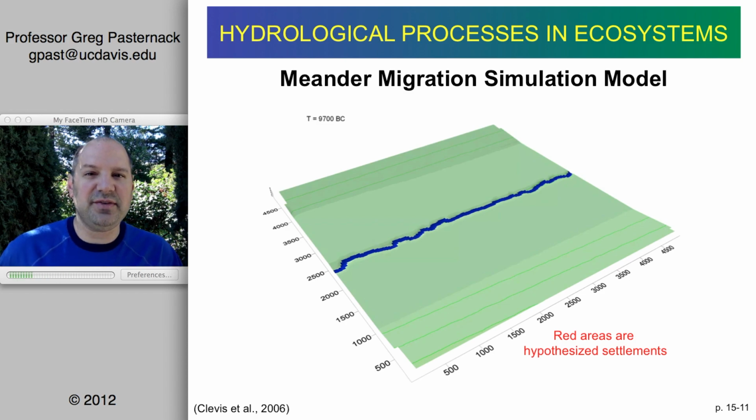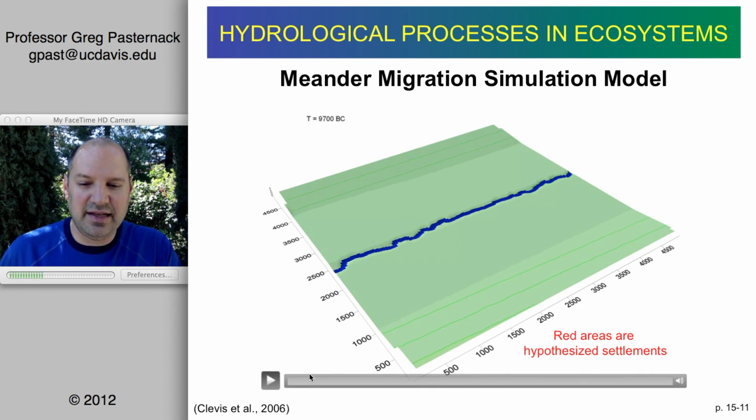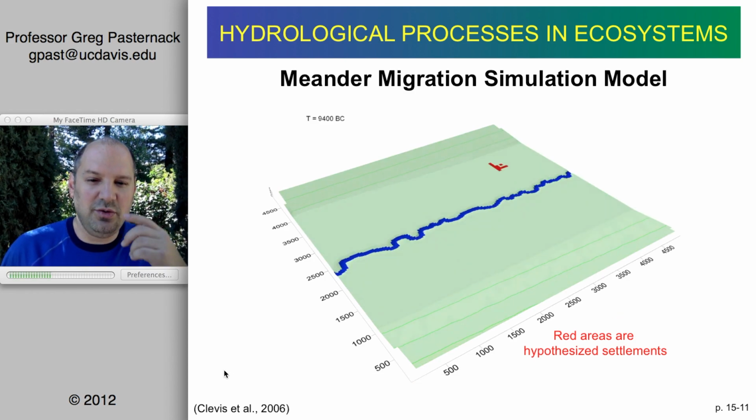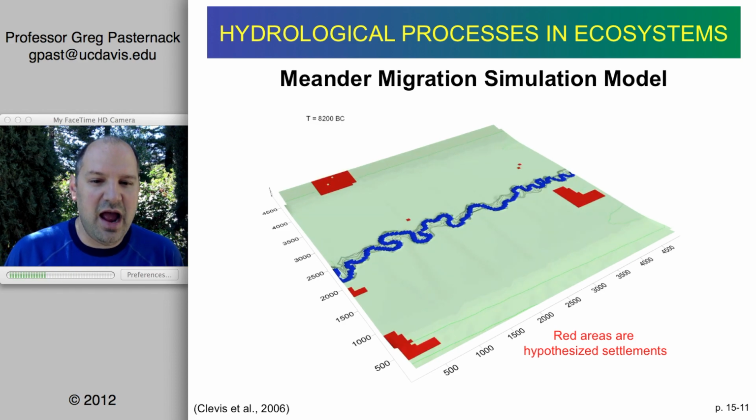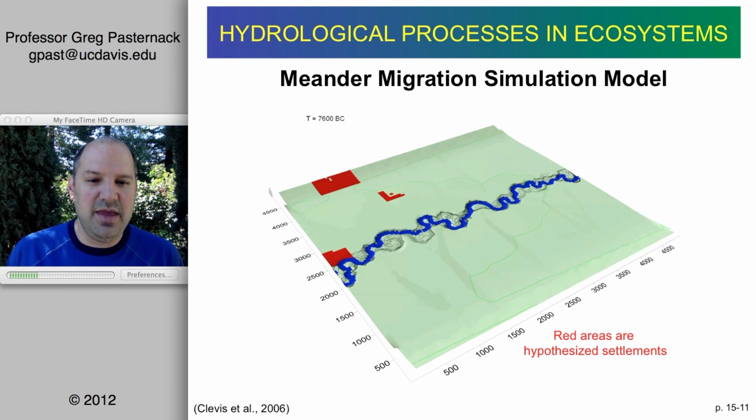And then you'll see on the surface some red areas. Those are areas where they're trying to hypothesize what kind of settlements might have existed on the floodplain, and that's not the focus for what I want you to see. So as you watch, what you'll see is that the river begins to meander more and more, and you'll start to see the emergence of the meander belt.